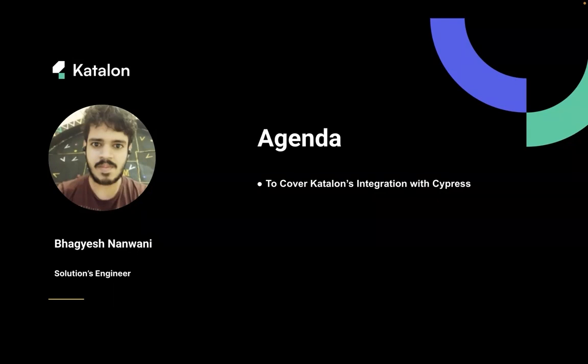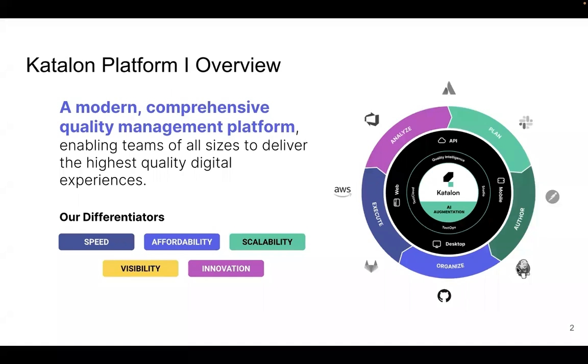In this video, what we are going to cover is how Katalon integrates with Cypress. Now, if you're hearing about Katalon for the very first time, I'll give you a small introduction. Katalon could be seen as an AI augmented quality assurance platform. Now, what do I mean by that? It makes use of AI and allows you to perform testing in a low code manner, which makes it easier for any kind of persona in your team to perform testing.